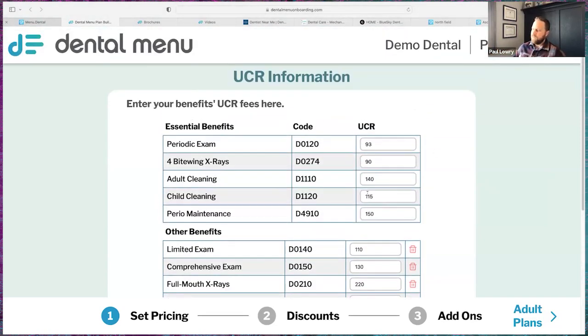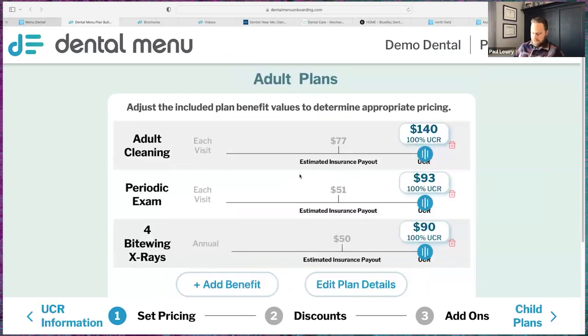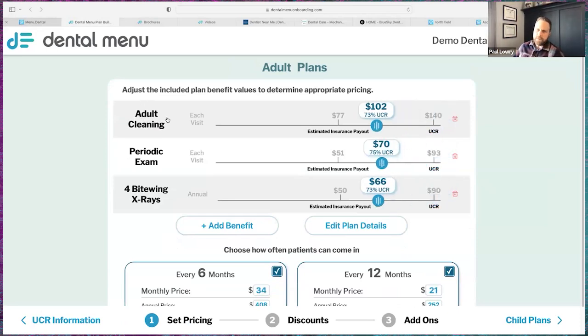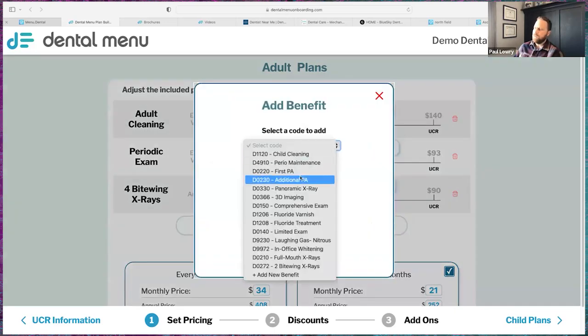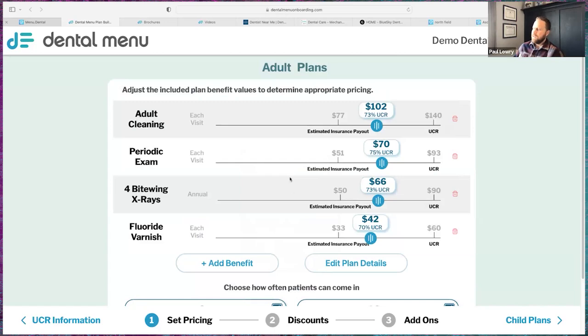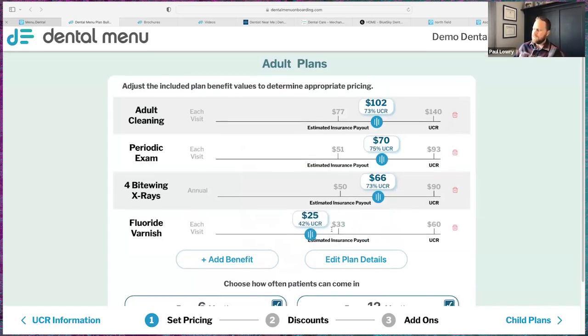So we look at those fees, and then as you're designing a plan, a good thing to do is set a reimbursement rate for your included services. How much would you want to be paid when you do a cleaning? How much when you do an exam? How much when you do bite wings? You can come in here and add a benefit. You could say, hey, I also want to add fluoride varnish. We're going to add that benefit. So you're basically setting reimbursements for included services.